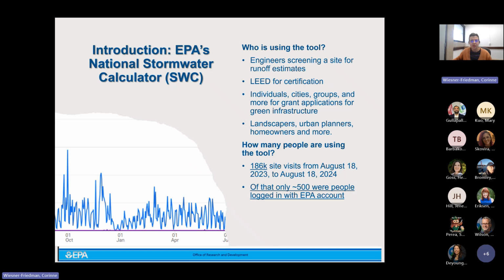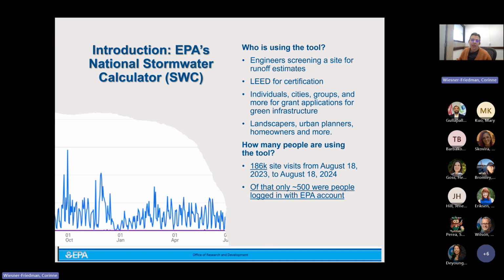Engineers use this as a screening tool to look at a site for runoff estimates before they start building a bigger, more complex model with something like SWMM. LEED uses this tool as part of the first step in their 4-step framework to get LEED certification, which includes getting points for stormwater management. That first step is just using the output of this tool for their site. The second step is building a more designed, engineered version, then implementing that, and the last step is monitoring of that.